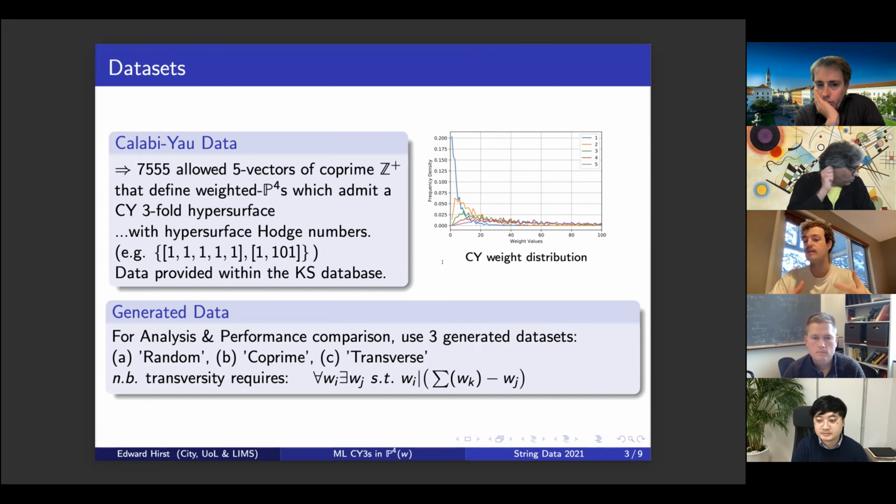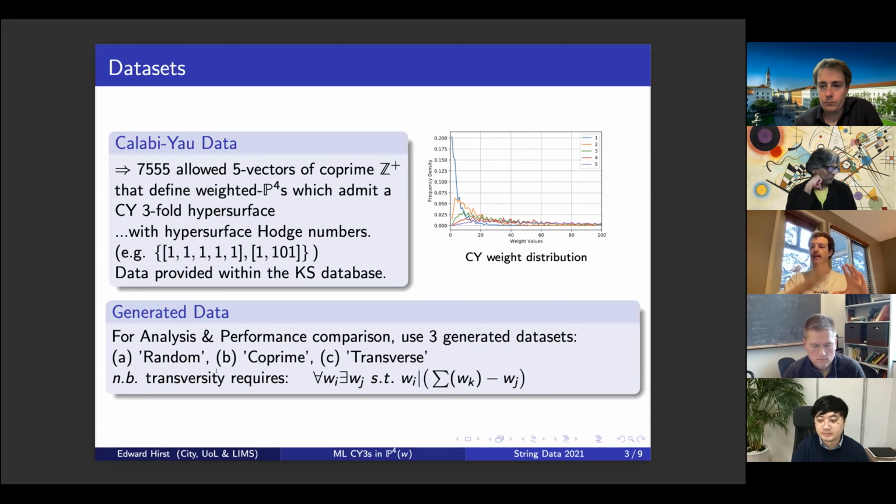So we specifically fit an exponential to this and use this fitted exponential as the probability distribution for creating our generated data sets. These generated data sets, as I mentioned briefly earlier, we use as our benchmarks to compare our performance and our analysis with. We generate 3 specifically. The first I call random, the second co-prime, and the third transverse. These are supposed to be levels of the data. In each case, we're introducing another condition that's required for the space to admit a Calabi-Yau hypersurface.